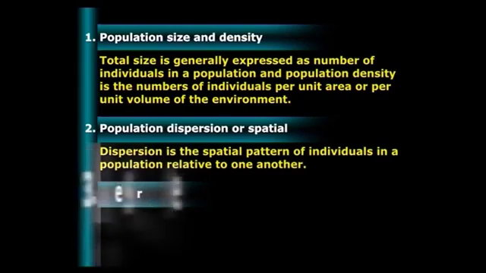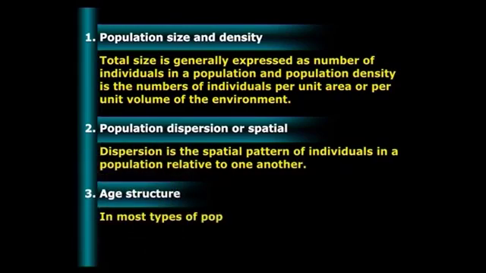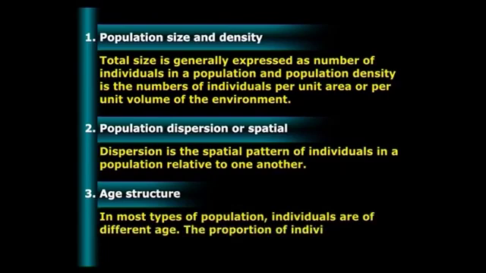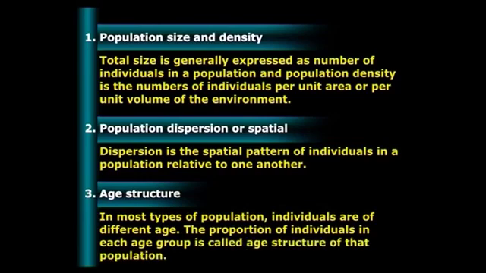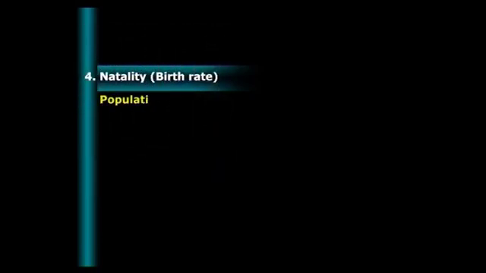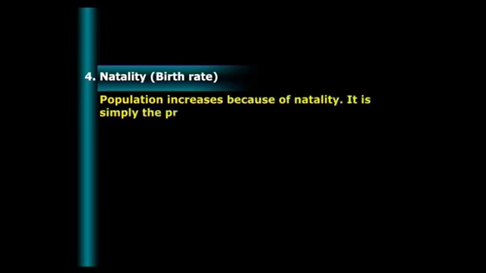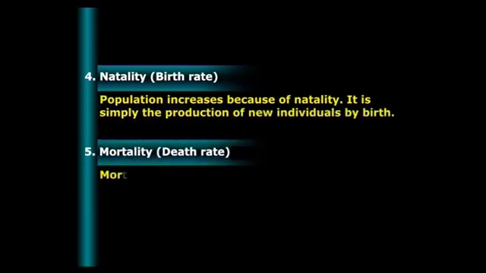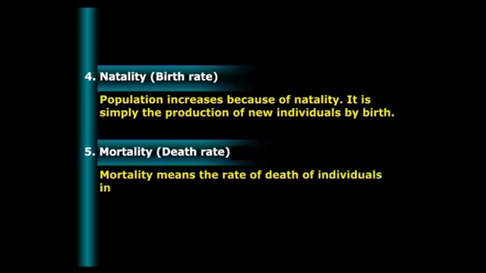Number 3, age structure. In most types of population, individuals are of different age. The proportion of individuals in each age group is called age structure of that population. Number 4, natality, that is birth rate. Population increases because of natality. It is simply the production of new individuals by birth. Number 5, mortality, that is death rate. Mortality means the rate of death of individuals in a population.